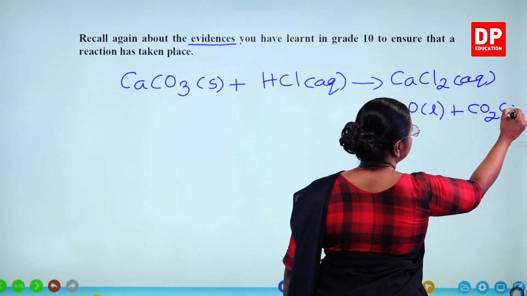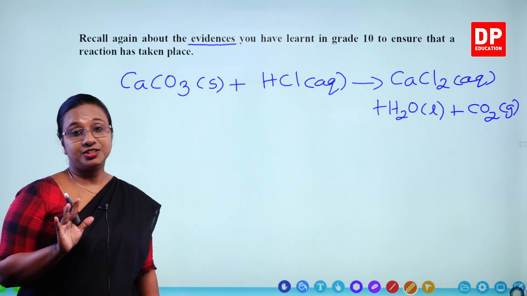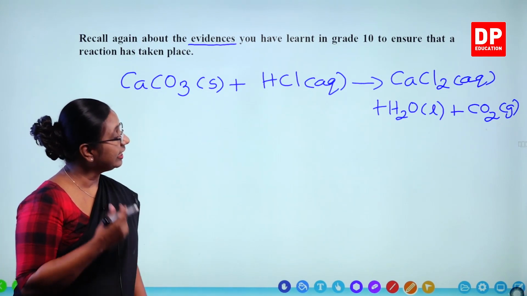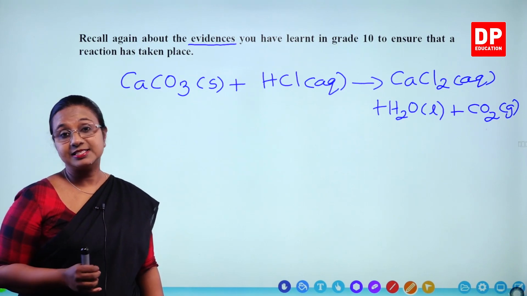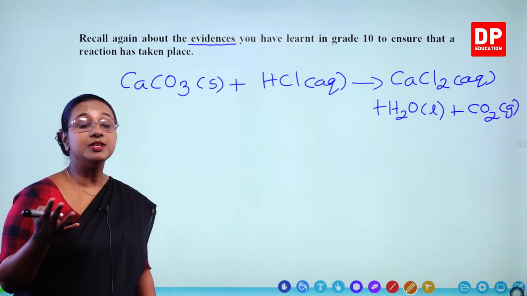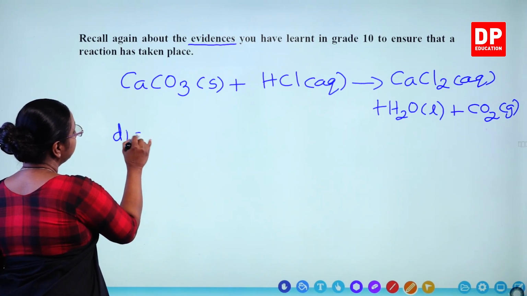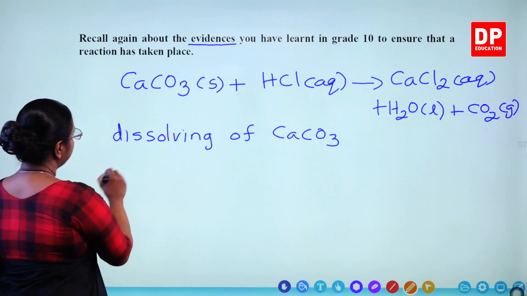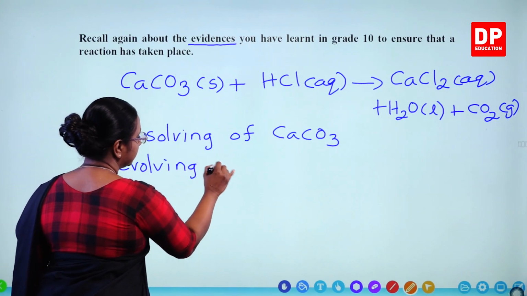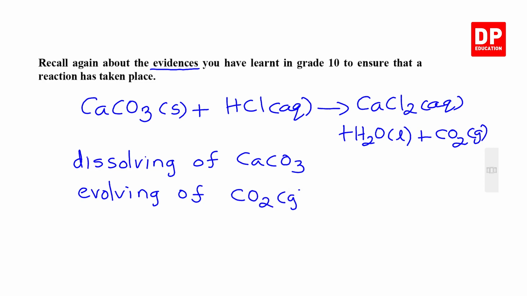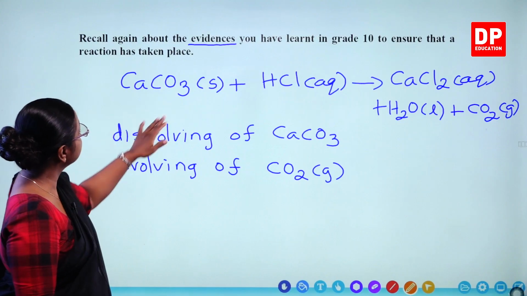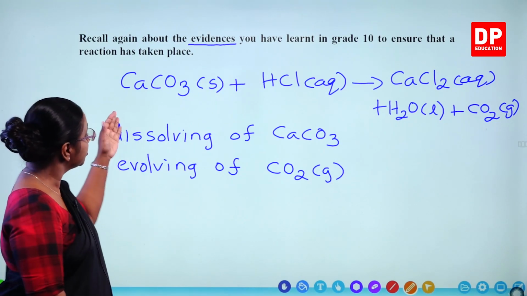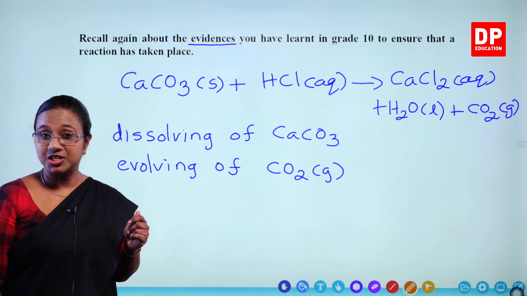and carbon dioxide gas. Now, when you look at this reaction, you take a small amount of calcium carbonate, or even marble chips can be used. So, that is a solid white color powder and hydrochloric acid is a colorless solution. And when you mix them together, what do you see? You can see dissolving of calcium carbonate. And also you can see evolving of carbon dioxide gas. So in this, you can see the disappearance of calcium carbonate or dissolving of calcium carbonate and the evolving of carbon dioxide gas. So from those two observations, you know that the reaction is taking place.